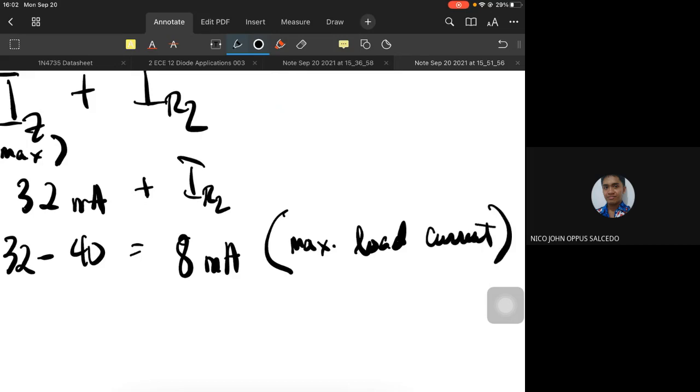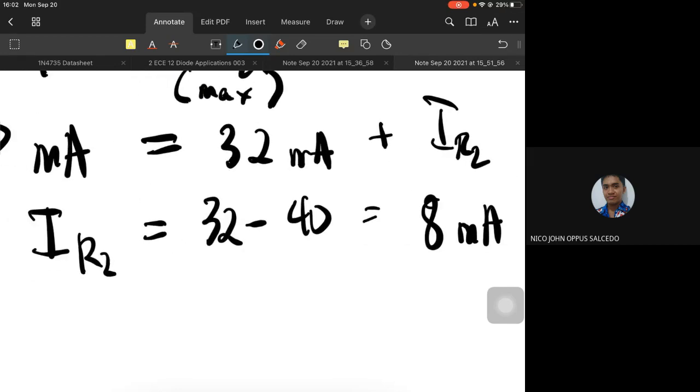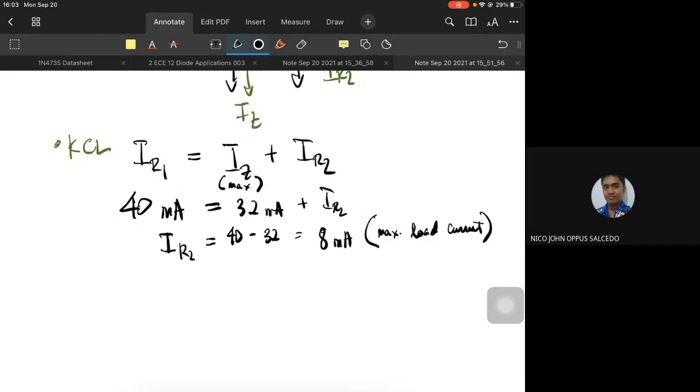Maximum load current as a class. Bali, 40 minus 32 ay dapat. Because 32 is the maximum current supposed to be across the Zener diode. That would also mean that 8 milliamperes should be the maximum current na flow sa load resistor.